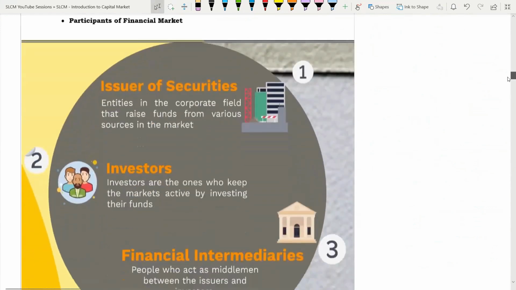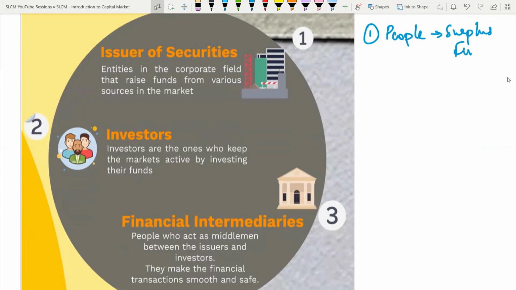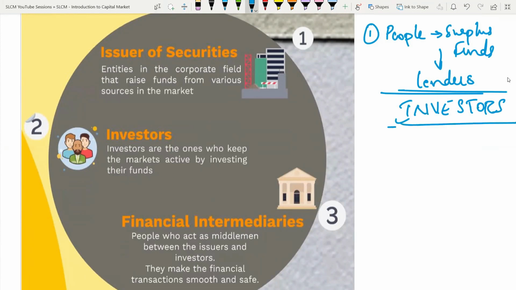Moving ahead to who the participants are. This is one of the important areas that we should consider, understanding who are the basic parties to the financial market. Like we already know, one is the people who have surplus funds. We call them lenders. And these lenders are nothing but investors. People who have extra money are going to invest their money in the financial market.